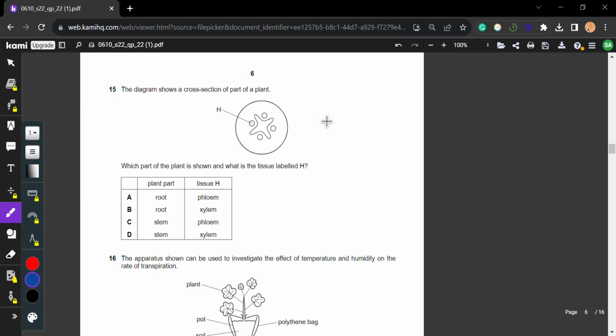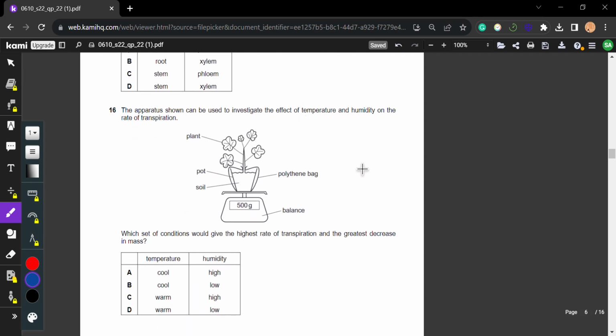Question number 15. The diagram shows a cross section of a part of a plant. Which part of the plant is shown and what is the tissue labeled H? Now, when you look at this, you should know the difference between the cross section of a root and the cross section of a stem, right? Now, this is the cross section of a root. How I like to remember it is whenever you see the X here, it looks like an X if you look at it at an angle, or a plus sign, whatever. It looks like an X to me. So you can remember this as xylem. The X is the xylem, which means H is automatically the phloem. So we're going to say this is the plant root and tissue H will become the phloem.